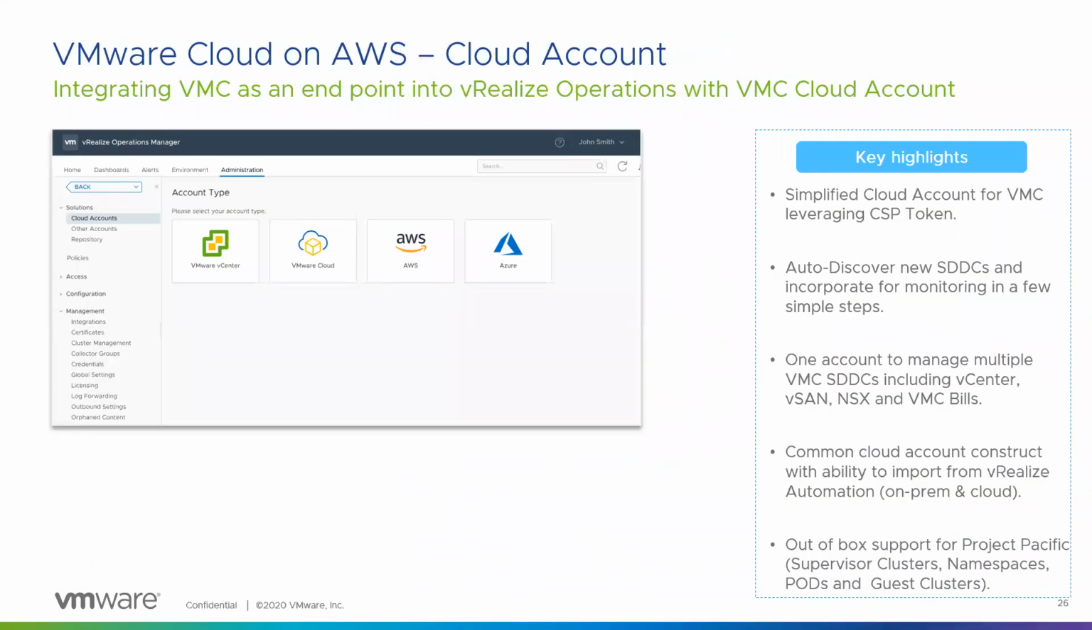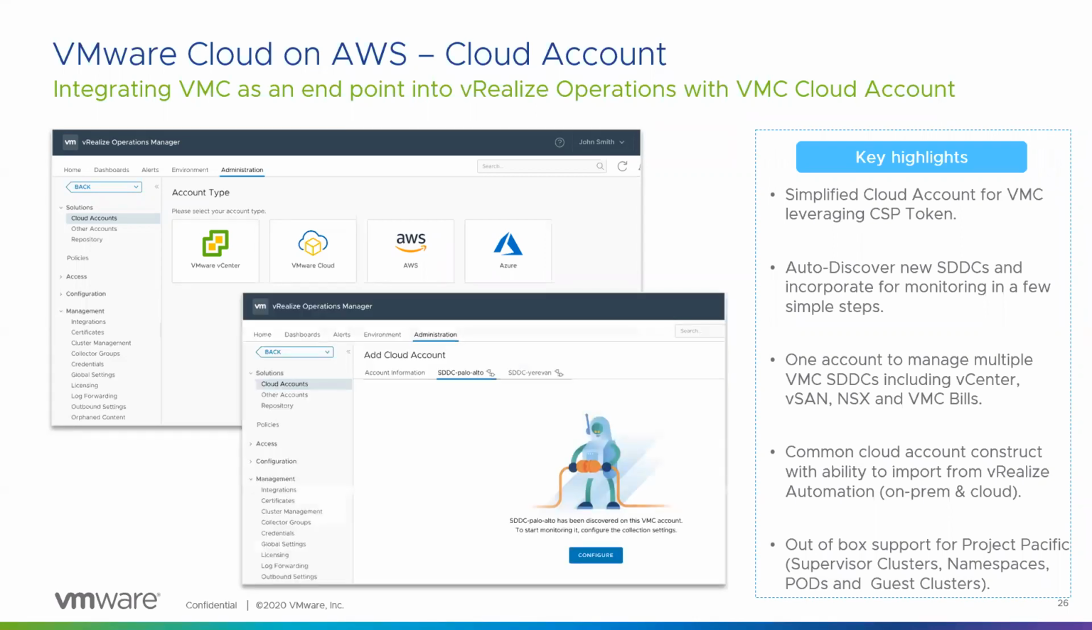Second part, we have gone to the VMware Cloud on AWS. As I mentioned earlier, we had only Azure, AWS, and vCenter as cloud accounts. Now VMC is also part of it. What that means is you get to authenticate using the CSP token, and the same account can be used for managing multiple SDDCs, and all of those bills that get generated through VMC come in, and we analyze them side by side with your other public clouds or private clouds that you're running. And all of this is natively available now. As I mentioned, multiple SDDCs you can monitor and configure.